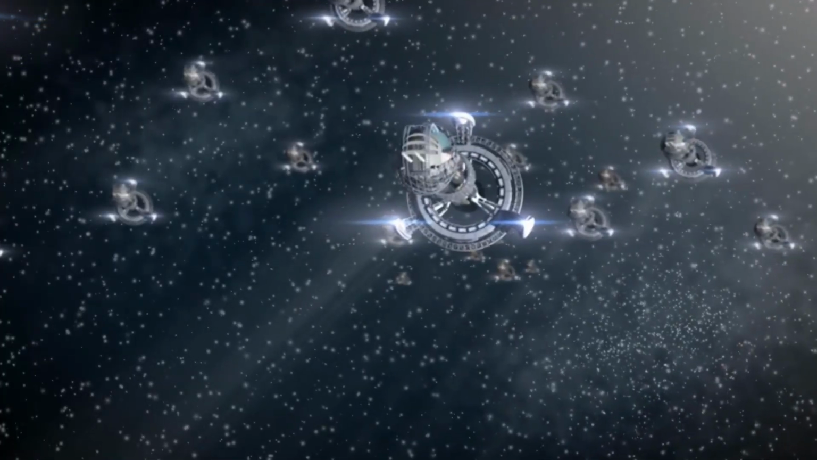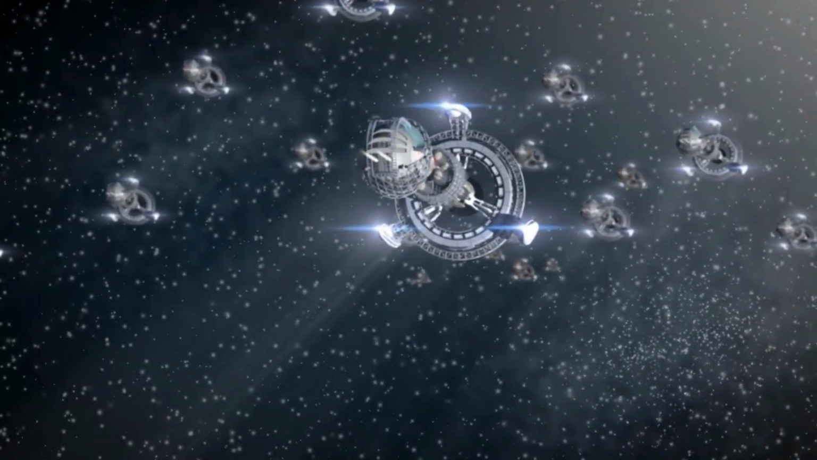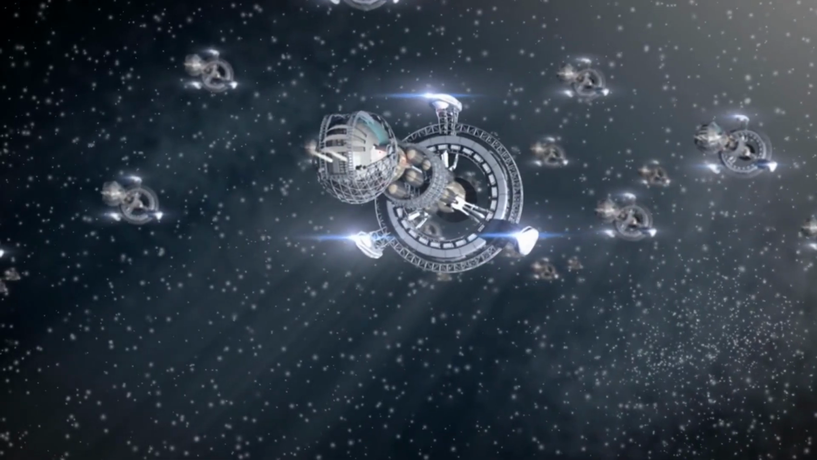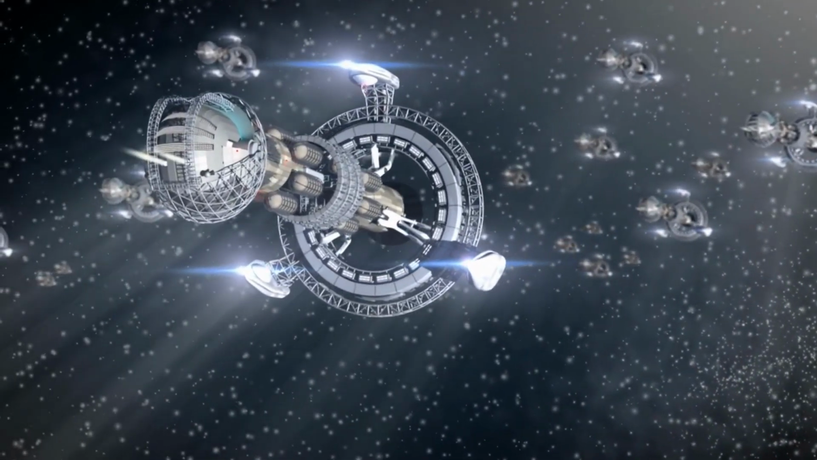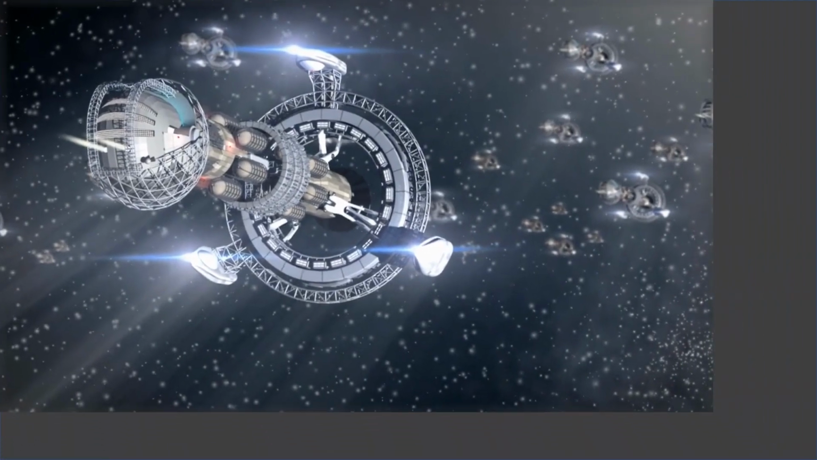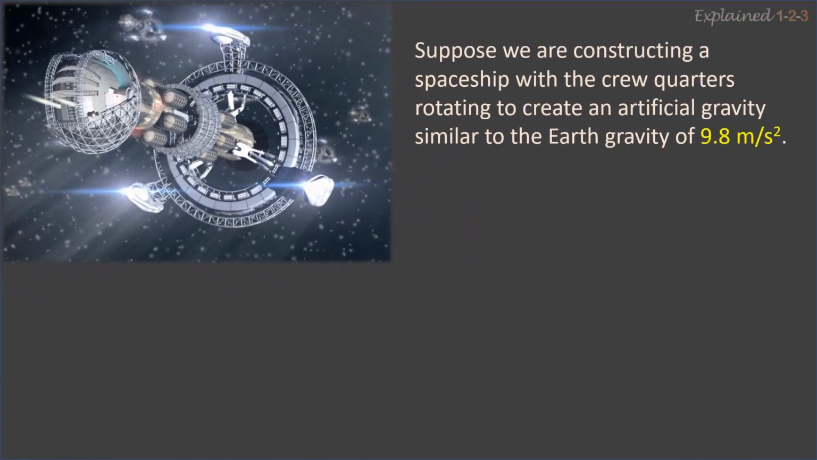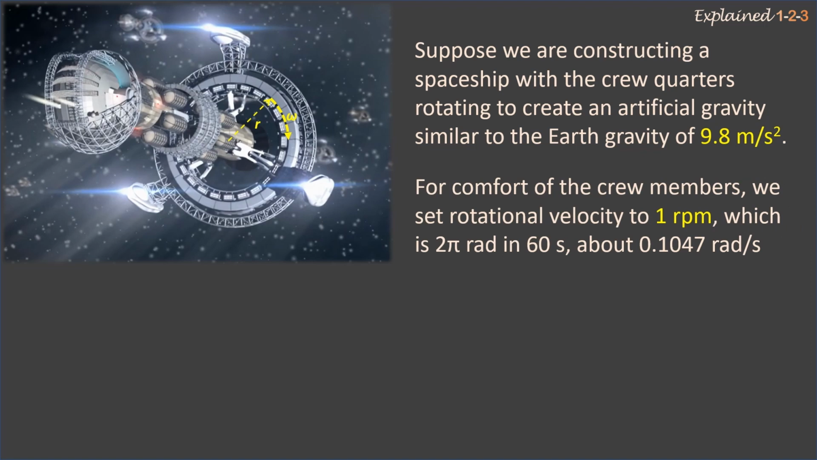Suppose we are constructing a spaceship with the crew quarters rotating to create an artificial gravity similar to the Earth gravity of 9.8 meters per second squared. For comfort of the crew members, we set rotational velocity to 1 rpm, which comes to approximately 0.1047 radians per second. When rpm is too high, one can experience discomfort such as dizziness like some of us do when riding the Mad Tea Party ride at Disney.